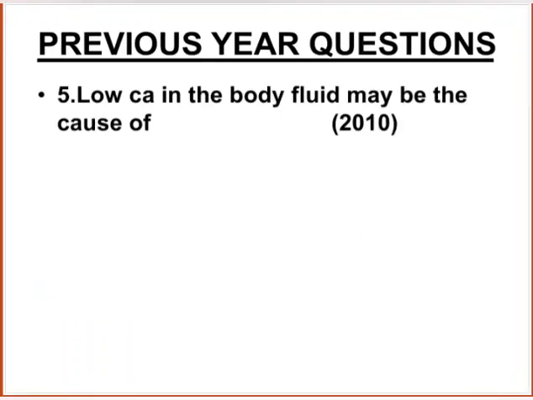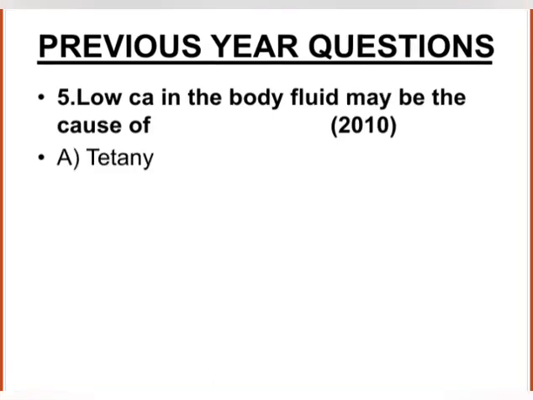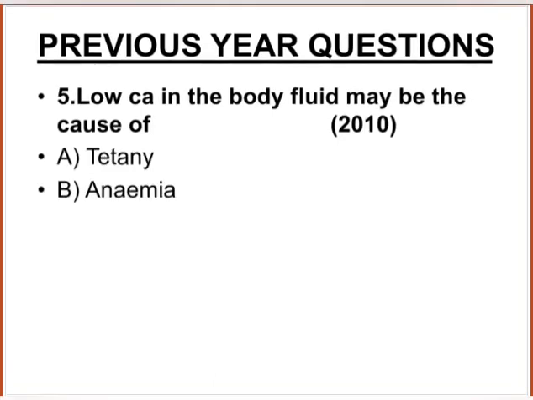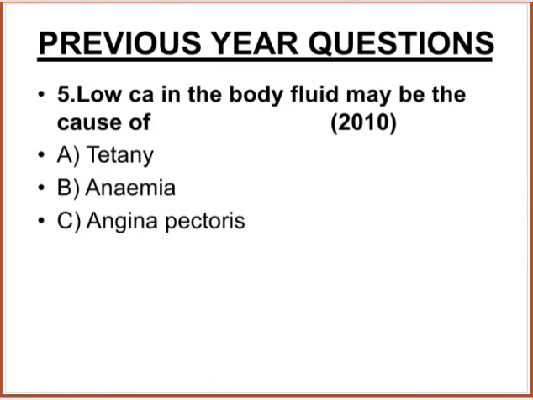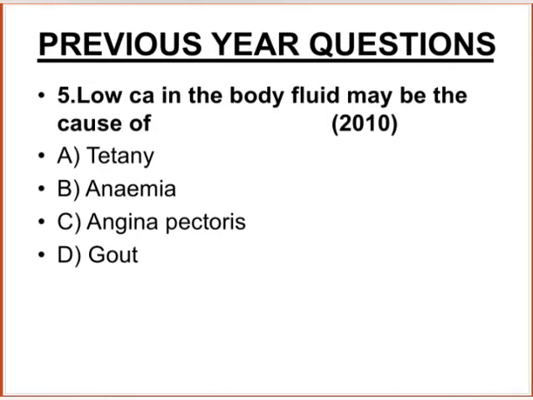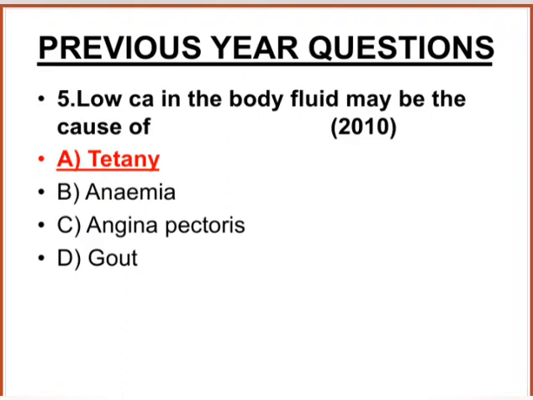Question number 5, 2010 NEET question. Low calcium in the body fluid may be the cause of option A, tetany. Option B, anemia. Option C, angina pectoris. Option D, gout. Already we discussed that tetany is due to a low level of parathormone secretion, that is due to hyposecretion of the parathyroid gland. So the correct answer is option A, tetany. Hyposecretion of the parathyroid gland causes low level calcium in the body fluid, that is in the blood.